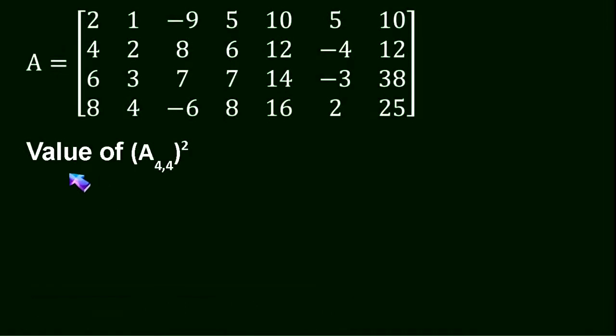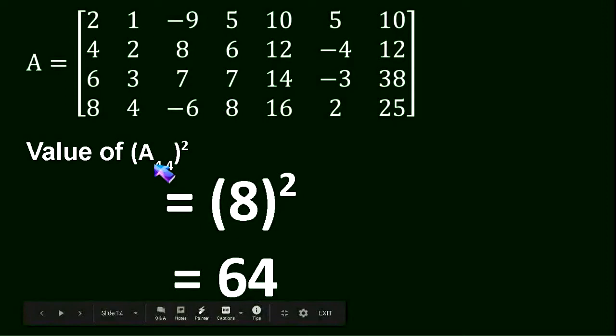We have here also an example. Find the value of the square of the element in the fourth row of the fourth column. So ano yung element natin sa fourth row of the fourth column? So 1, 2, 3, 4. 1, 2, 3, 4. So we have 8. So the squared of 8, yan po yung value natin ng squared ng element in fourth row of the fourth column. We have here 64.